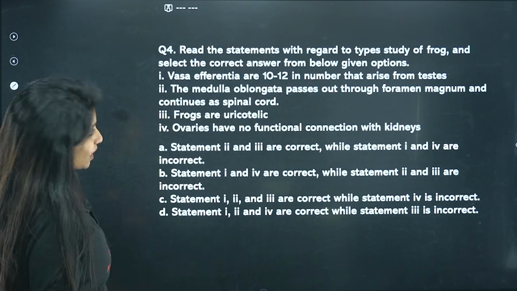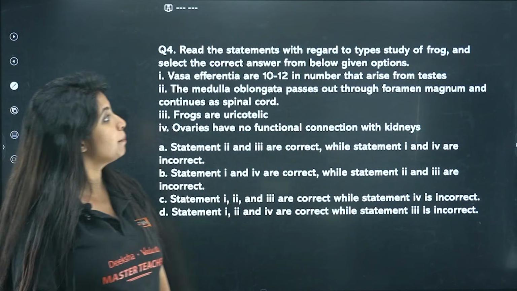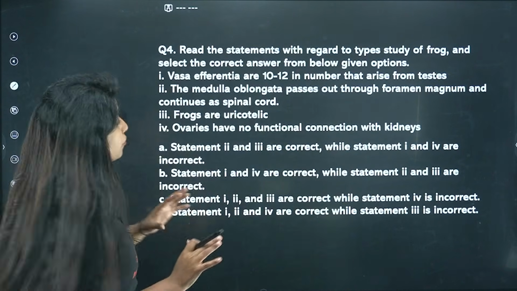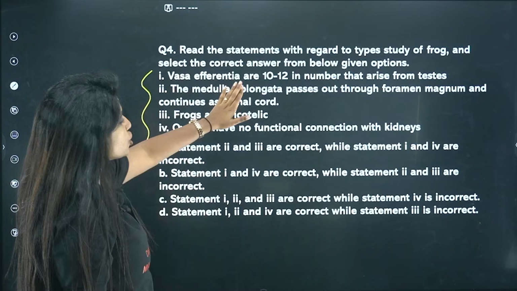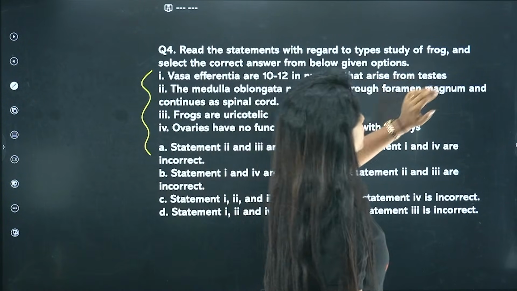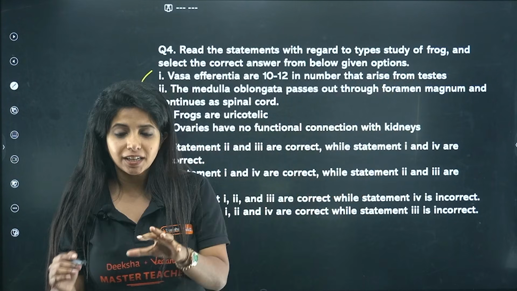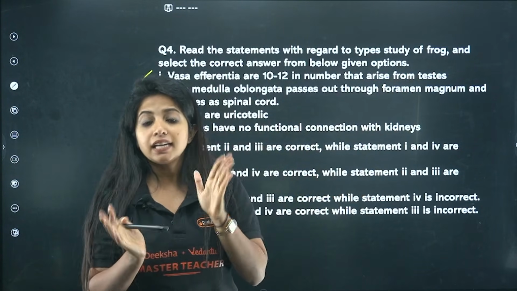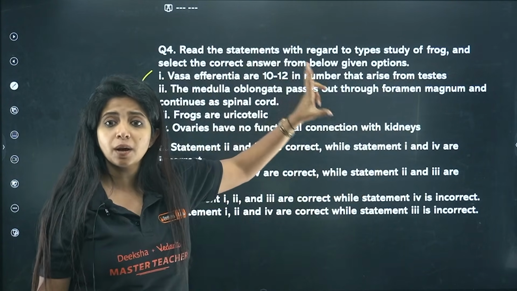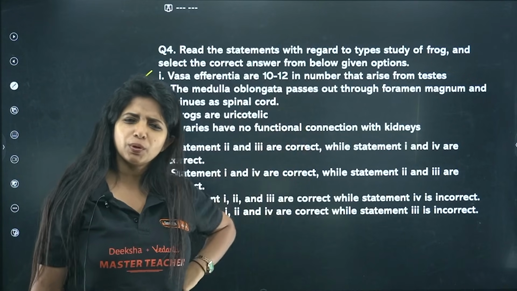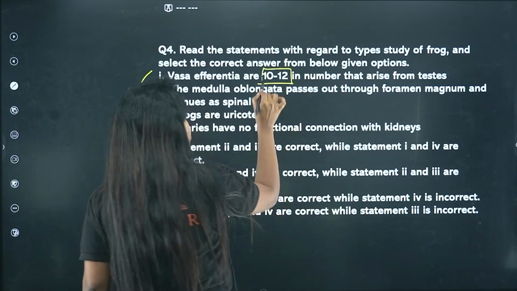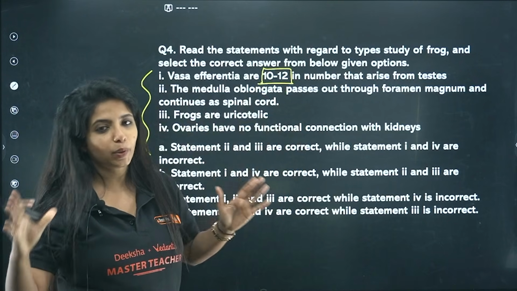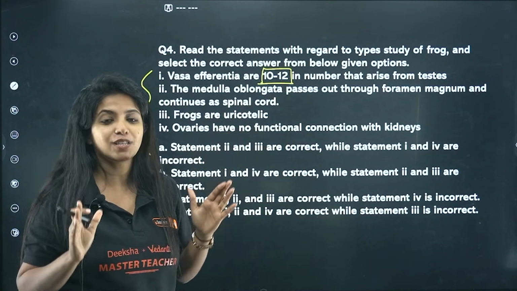Now read the statements with regard to the study of frog and select the correct answer from the given options. We have to find which one of them is correct about a frog. Vasa efferentia are 10 to 12 in number that arise from the testis. What is vasa efferentia? It's a duct that carries the sperm. Here it is said that they are 10 to 12 in number. In the case of frog, are they 10 to 12 in number? The answer is yes. So there is no point of discussion over here. It is a factual thing. 10 to 12 is there in the case of frog, and that is vasa efferentia.